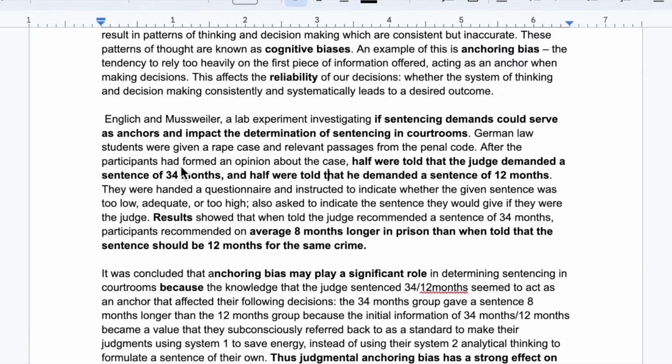So the study that I chose was English and Mussweiler. Sorry if I'm butchering the name. This was a lab experiment. Here's the M part of the AMPRC, if you remember.